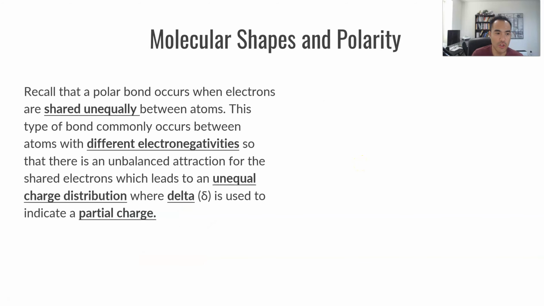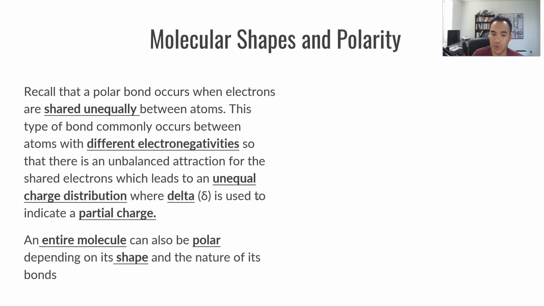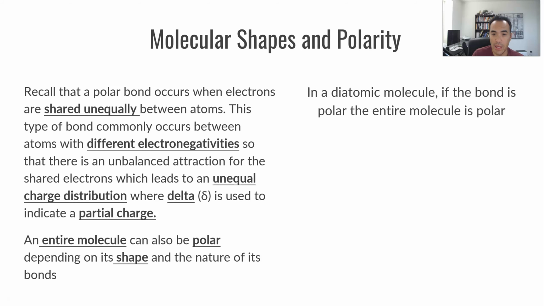All right, let's talk about shapes and polarities. When you're talking about molecular shapes and polarities, we're talking about that unequal sharing of electrons. It's almost like a tug of war. When one atom pulls more than the other, you create the delta partial charges. And a molecule can be polar or nonpolar depending upon the shape of the molecule. Usually if it's a diatomic molecule and the bond is polar, the entire molecule is polar.